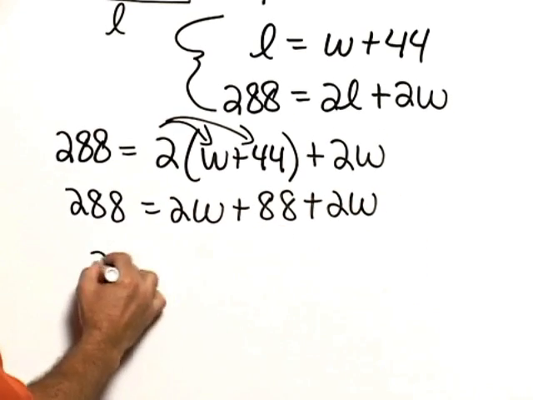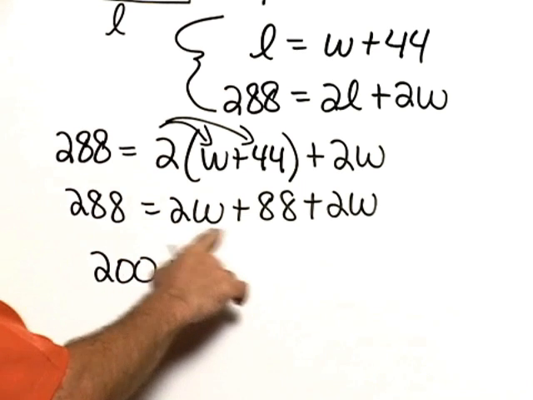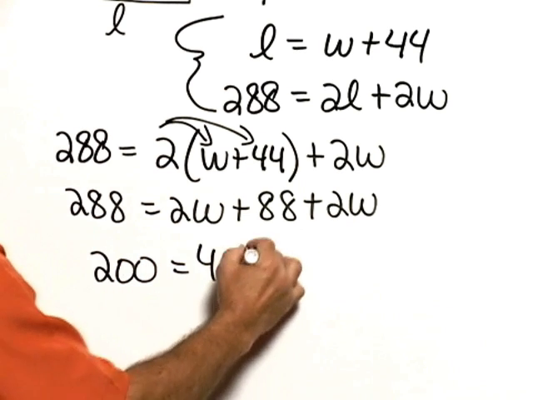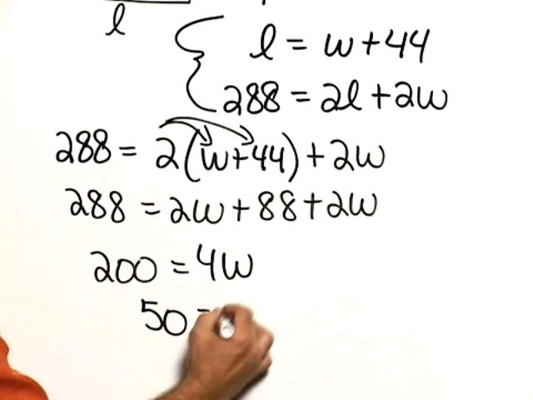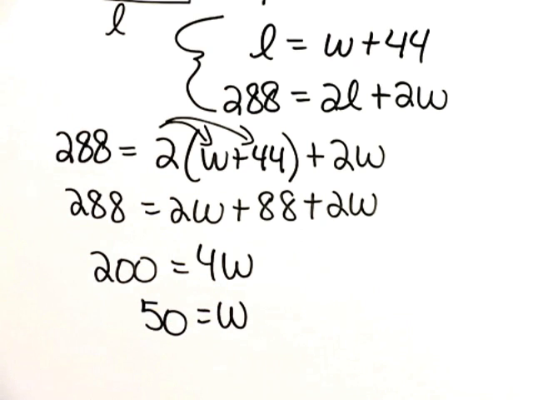Subtract 88 from each side. We have 200 equals 2W plus 2W is 4W. Divide both sides by 4, and we find that W is equal to 50.